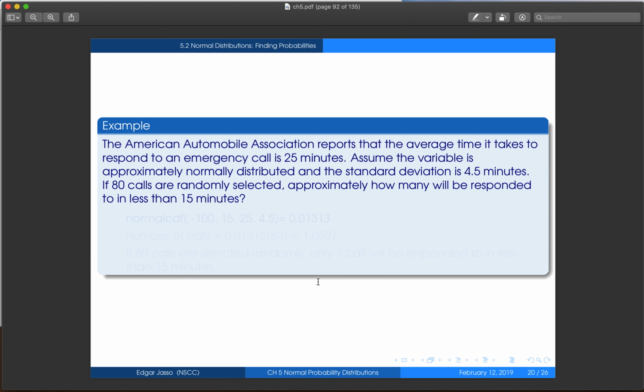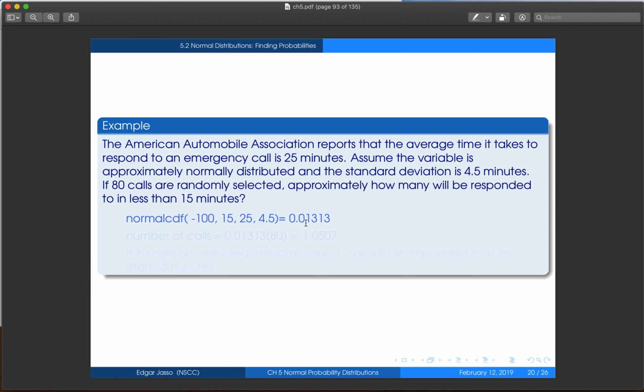In less than 15 minutes, so again, identify it's a normal curve, mean is 25, standard deviation is 4.5. And we're trying to find the area to the left of 15. So I put a negative number up to 15, under a normal curve that has mean 25 and standard deviation 4.5. So I get this very small area.